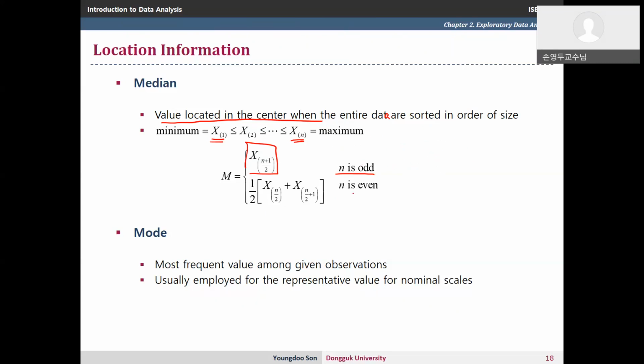However, if n is even, say we have 6 observations, we do not have a centered value. So in this case, we take the average of these two values. So x3 plus x4 over 2.